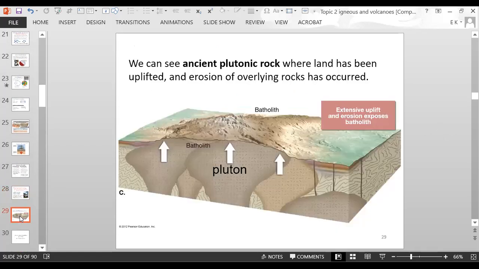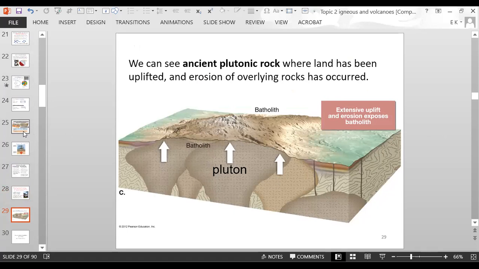So that gets us thinking, like, geology is not something that just happens. You know, rocks don't just form and then stay where they are for like billions of years. Things move around, things happen and change. So we could see ancient plutonic rock where land has been uplifted and erosion of overlying rocks has occurred.